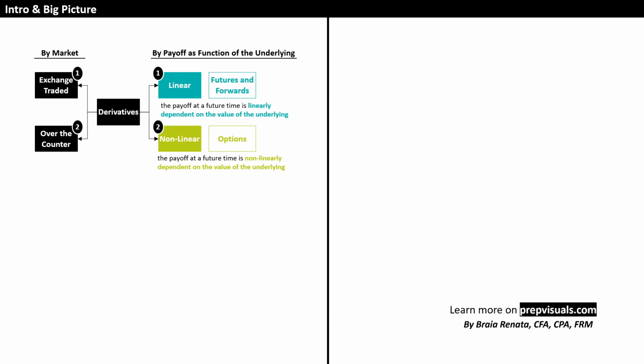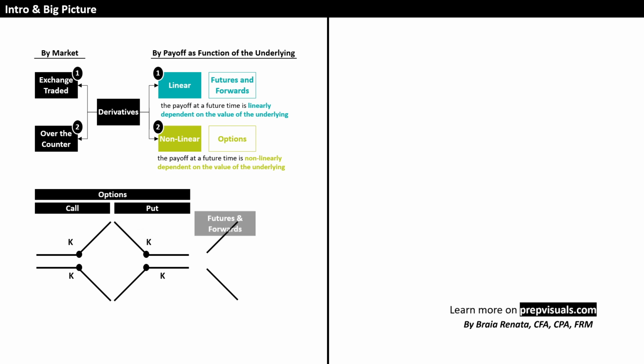And to understand this concept, I want you to visually memorize the payoff diagrams for both options and futures/forwards. The upper part of this diagram represents long positions, while the lower part represents short positions. And as a visual aid, think of the option payoff diagrams as resembling a kite. All of these will be covered in much greater detail in later lessons.